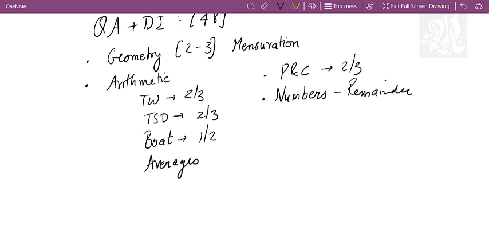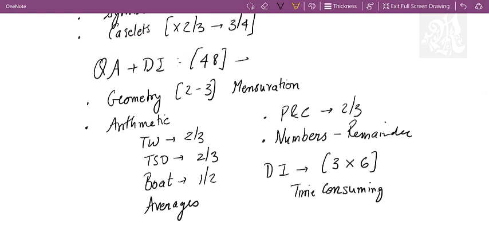More importantly, in quant and DI, the attempt strategy should be to focus on these quant chapters over data interpretation. If you look at today's paper, there were 3 sets with 6 questions each, which means 18 questions on DI, and they were very time consuming. So keep your attempt of data interpretation towards the end of this section in particular. Here the ideal attempt should be around 30.